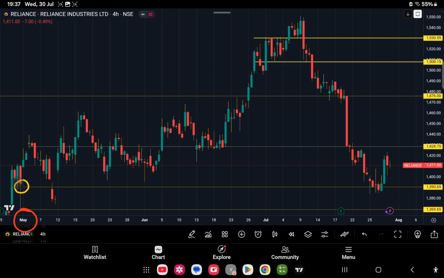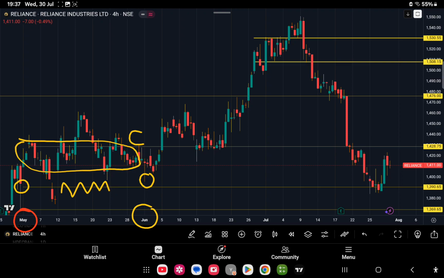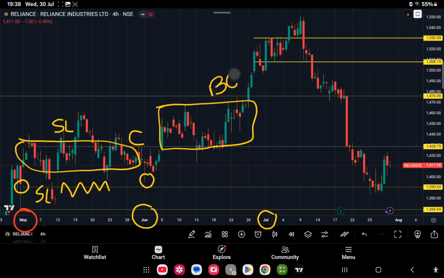May month open is here and June month open is here. May month close is here. So almost this was a sideways day, and then you could see pretty much under the box, and this was the SL zone already collected, and this was also SL zone already collected. Now June month you could see this was under the box zone, but here happens the breakout.